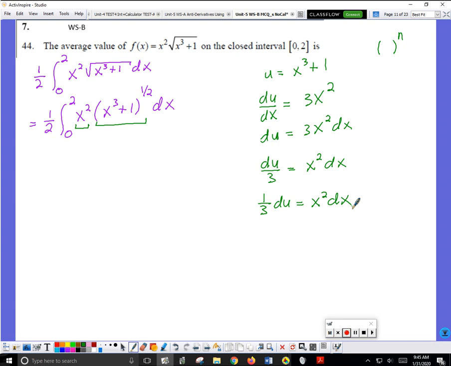Okay, we have one more element of sorcery here. On the buff sheet, when you're finding an antiderivative, you make your U-substitutions. You finally use the pink sheet to find the antiderivative, and then you go back to x. If you're using U-substitution to find the value of an integral, you move to U and you don't go back.